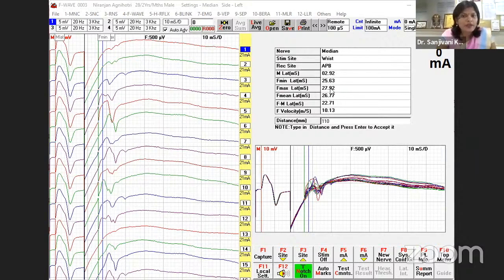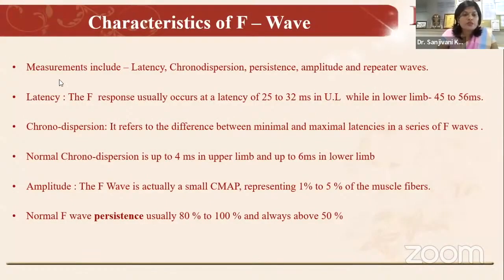So here F minimum and F maximum are 25 and 27. I initially mentioned 4 in the upper limb and 6 in the lower limb; that is normal, and according to that we have to interpret. So the F minimum and F maximum will be important in this. Here I am closing this. So that was the characteristics of F waves.